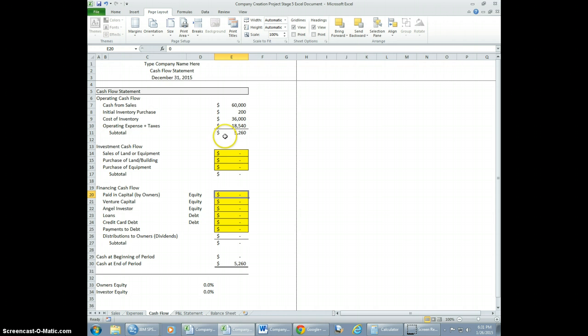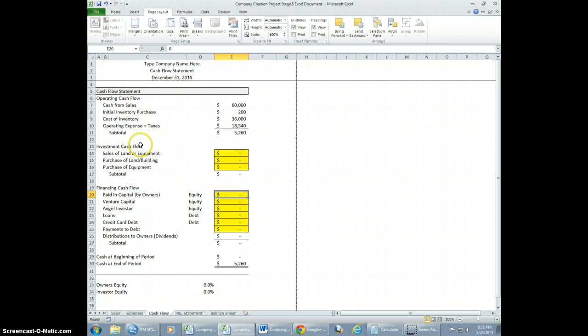And the way that we got this number is we had the $60,000 coming in. We subtract the 200 coming out for your inventory purchase, we subtract the cost of inventory, and then we subtract these operating expenses and taxes. So that's all that first category, operating cash flow. There are no additional decisions that you'll need to make as it relates to this portion of the assignment, but it's important to understand how this is all playing out and how this impacts your potential cash flow.